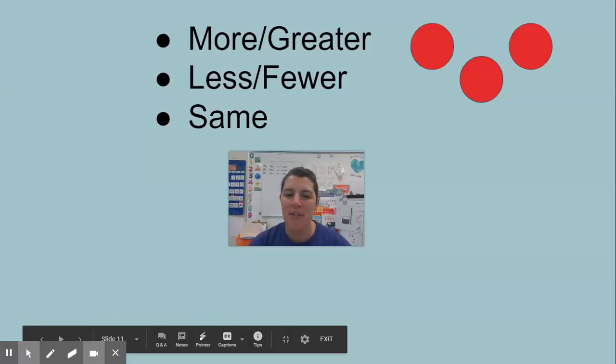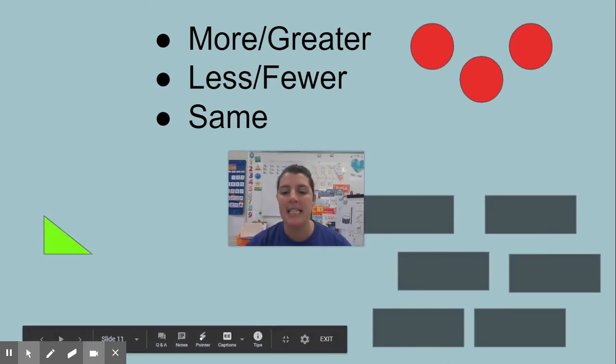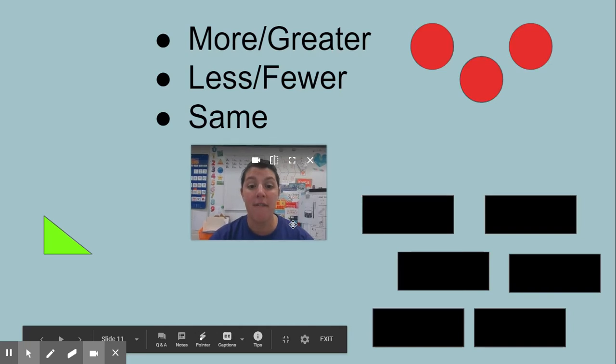Okay, friends, here are our vocabulary words again: more, greater, less, fewer, and the same. We just were able to figure out a stack of cubes that had more or a greater number. Now I want you to look at my red dots up there. I want you to decide which group has less or fewer objects in it. Is it the green triangles or the black rectangles?